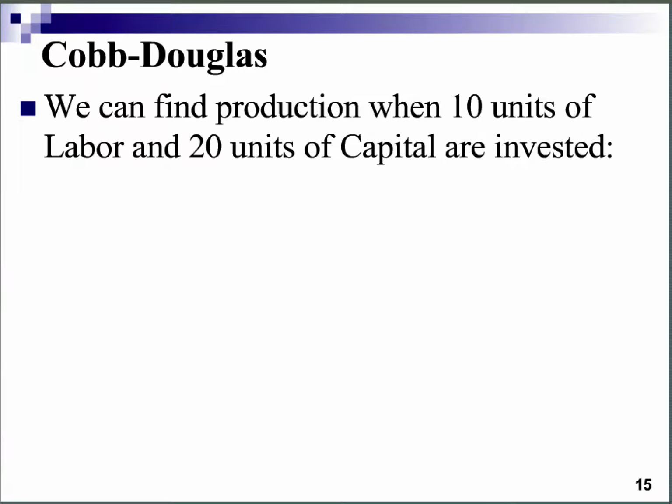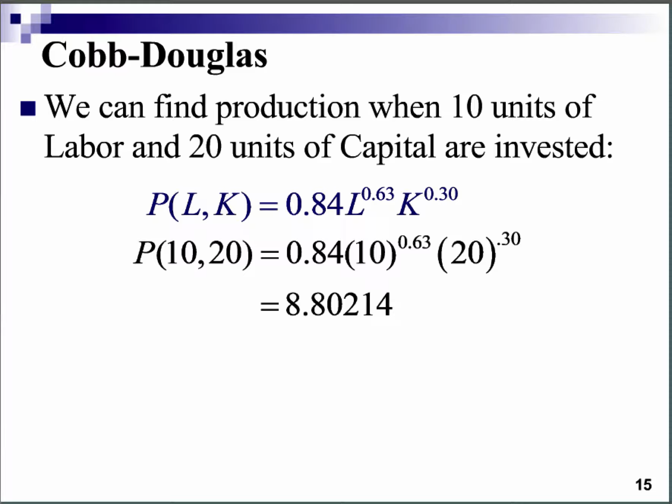So let's suppose we want to find the production level when 10 units of labor and 20 units of capital are invested. The production function we're working with is the one we just saw. It's given here, 0.84 times L to the 0.63 times K to the 0.3. So to evaluate this function, we simply substitute 10 for labor and 20 for capital, and then we carefully do the arithmetic. And that's all it is. It's arithmetic. We follow the order of operations. We can use a graphing calculator or a scientific calculator or a spreadsheet. Whatever you choose is fine.